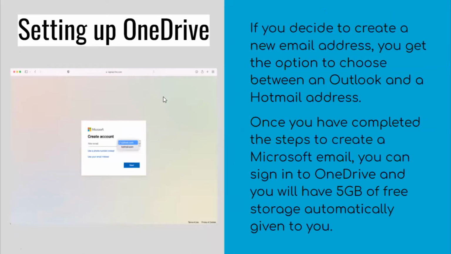Setting up OneDrive. If you decide to create a new email address, you get the option to choose between an Outlook and a Hotmail address. Once you have completed the steps to create a Microsoft email, you can sign into OneDrive and you will have 5 GB of free storage automatically given to you.